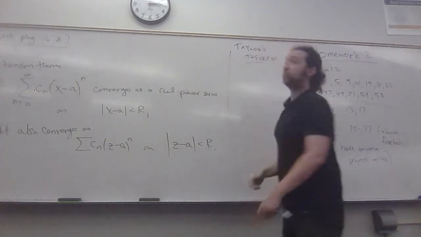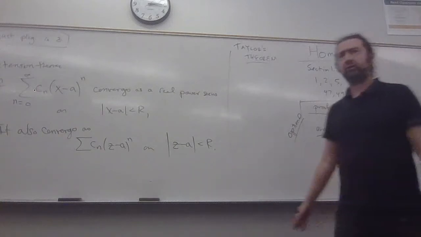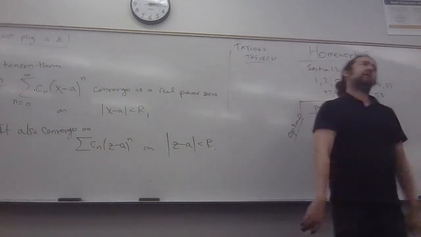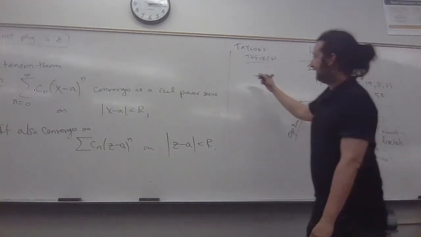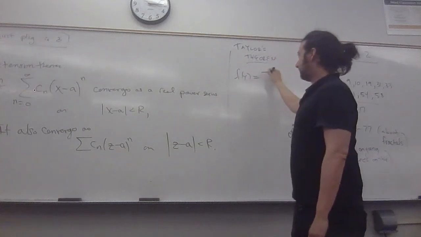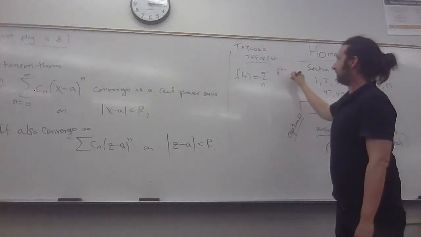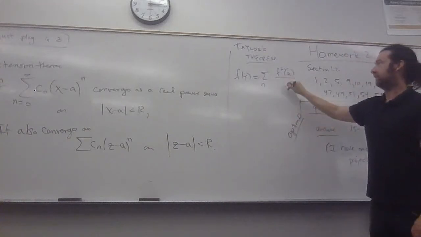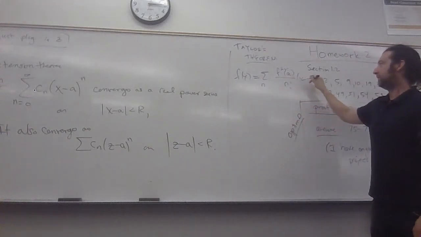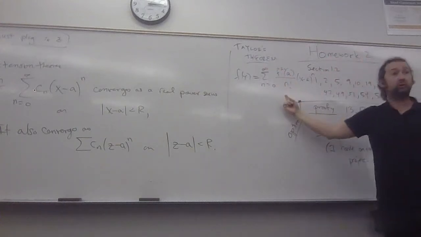So Taylor's theorem for real variables tells you how to find a power series. Does anybody remember what it is, actually? So I give you an infinitely differentiable function, and I give you a point, and I say, find the power series of the function. How do you do it? f(x) is equal to the sum of the nth derivative of f evaluated at the point a, divided by n factorial, times (x minus a) to the n.